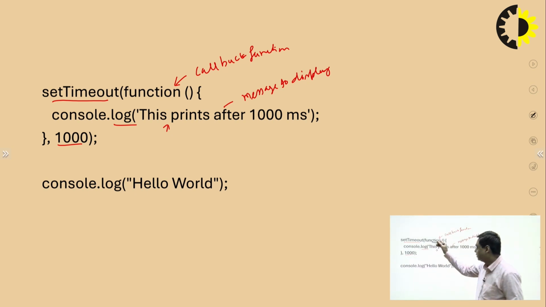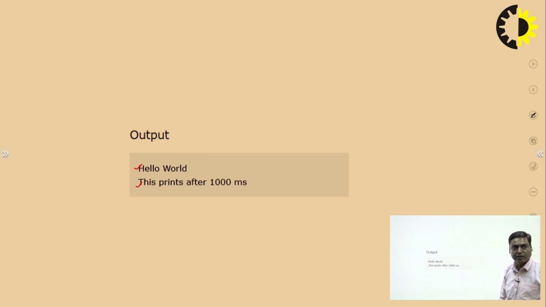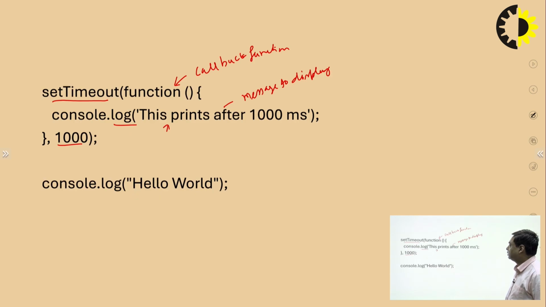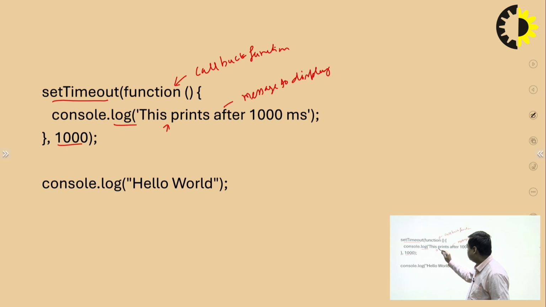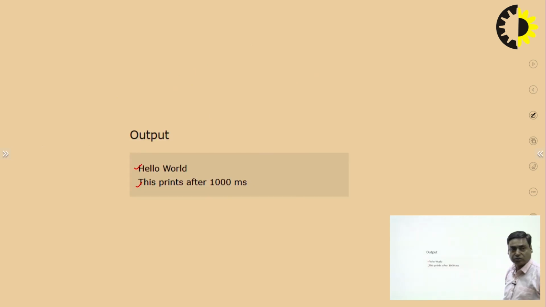So in this Node.js program, we are displaying hello world. See the output. We can see hello world is printed first, then this message that prints after 1000 milliseconds is printed later. The reason is this function is running at the same time as displaying the hello world. So the callback function is asynchronous itself. It is running at the same time as the hello world message. So first it will display the hello world, then it will print after 1000 milliseconds.